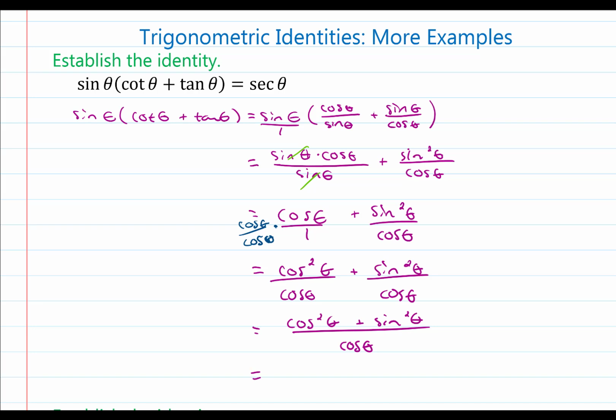We also know that cosine squared theta plus sine squared theta is the Pythagorean identity, which means that it's equal to 1. So I can replace that with 1, and now I still have cosine of theta in my denominator. And then finally, 1 over cosine of theta is a reciprocal identity, and it's equal to secant of angle theta. So I've now officially shown that this left side is equal to the right side.